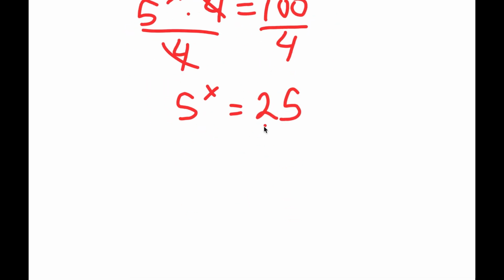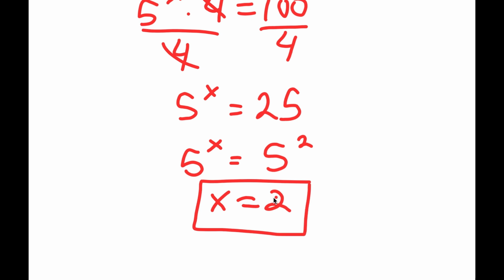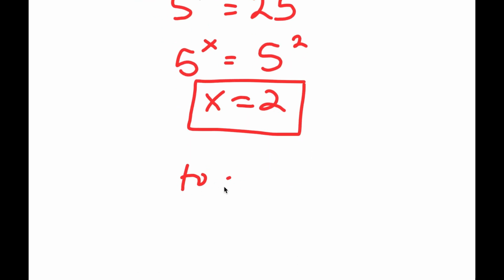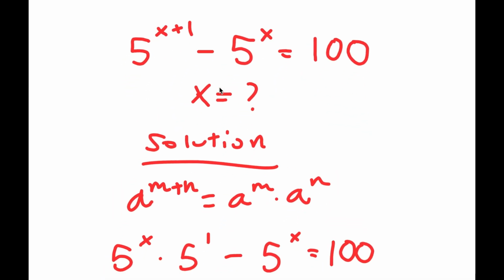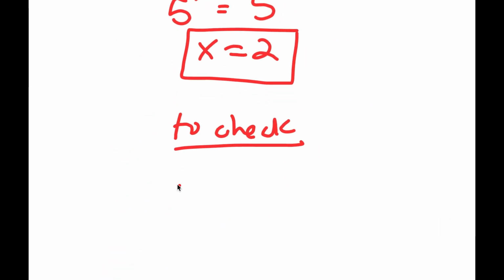And 25, this is the same thing as 5 squared. So I have 5 to the power of x is equal to 5 squared, meaning x is equal to 2. So now to check, my original equation was 5 to the power of x plus 1 minus 5 to the power of x equals 100.